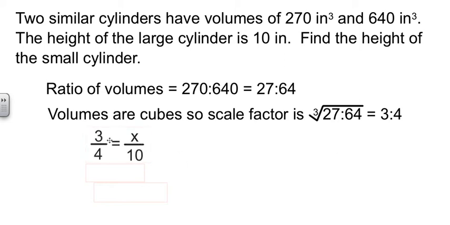Now we're in business because we know the ratio is 3 to 4. And the large cylinder is on bottom with the 4, so that's where we'll put the 10. A little cross multiplying and dividing, we find out that the height of the small cylinder is 7.5 inches. So we can work around this a couple of different ways. We can set things up in different kinds of ratios. We can do cube roots or square roots to get down to the basic scale factor, or we can square and cube to go forward to the bigger ratios.